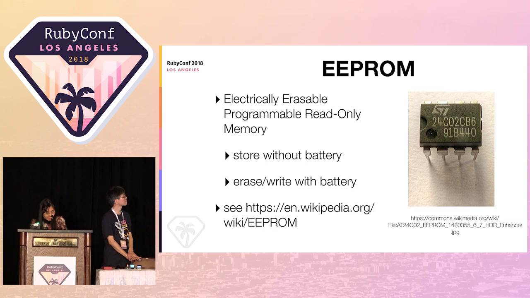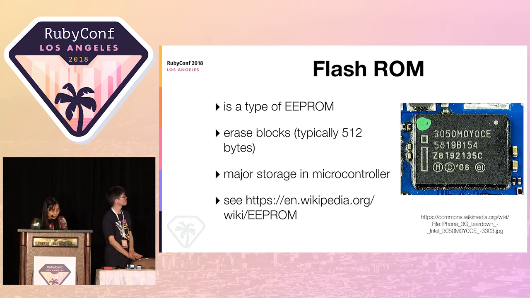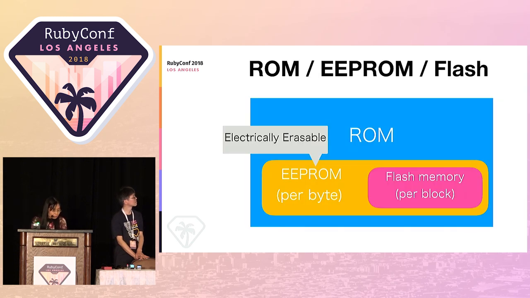This picture is an STM EEPROM. Flash ROM or flash memory is a kind of EEPROM. You can erase data on flash only in per block units, not per byte units. You may use it as USB memory. Currently, microcontrollers usually use flash ROM as main storage. In summary, the relation between ROM, EEPROM, and flash is like this picture. EEPROM is a part of ROM, and flash memory is a part of EEPROM.